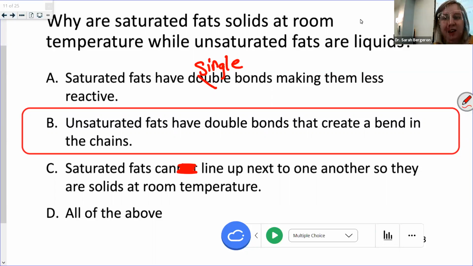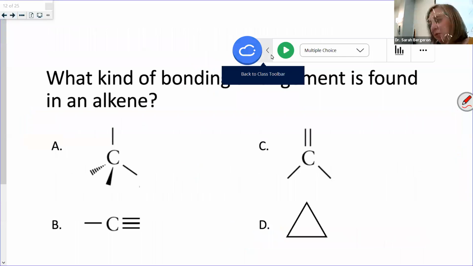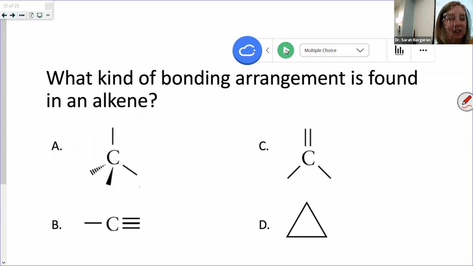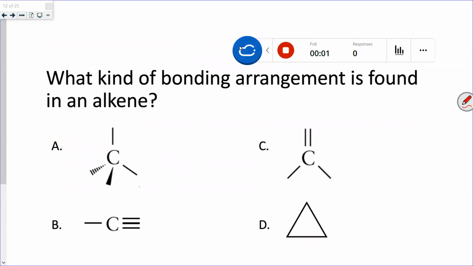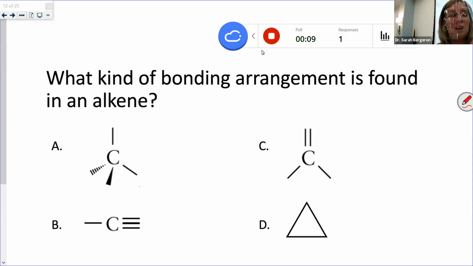All right, let's see. I think I like 2 more. Oh, we got a thing? This one is a double bond, yes. Okay, let's see. I don't remember. Say again? Okay. All right, so what kind of bonding arrangement is found in C? Alkene? C for what? The previous one?